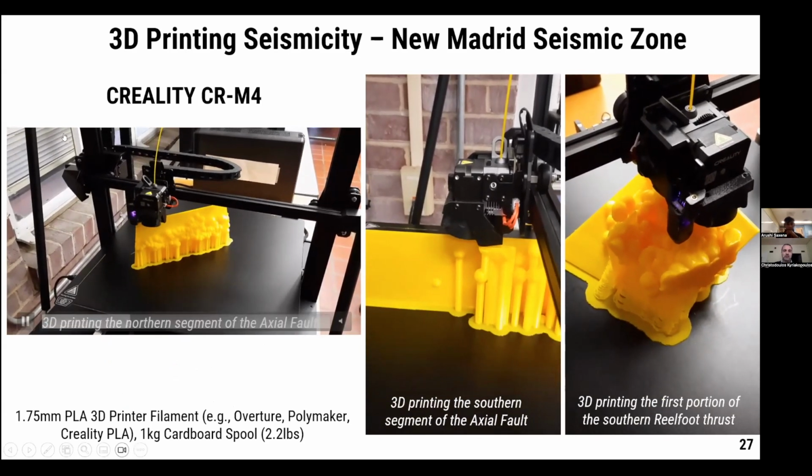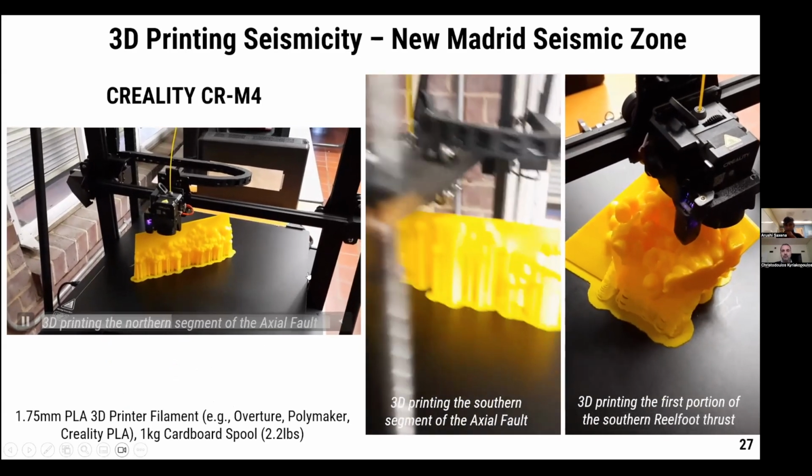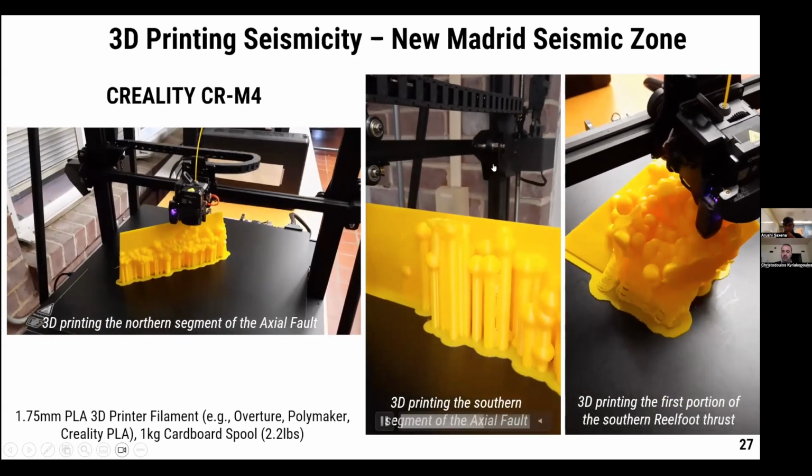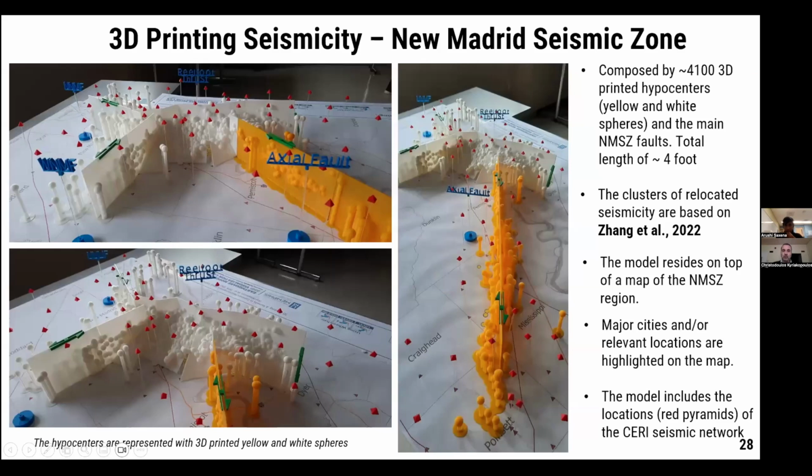So the videos show the 3D printing of a strike slip fault, the axial fault, and a thrust fault over here. So let's see the final result. It's a 4-foot long model of the main New Madrid seismic zone faults, which are the axial fault over here, okay, and the Reelfoot thrust.